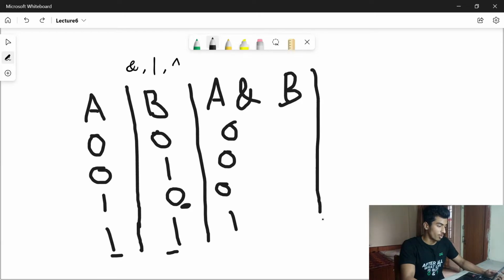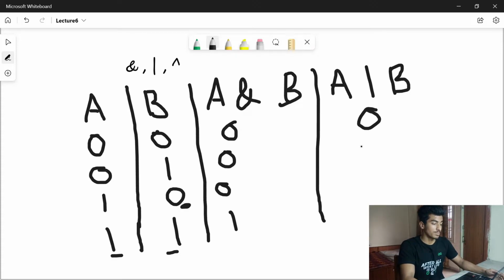And in case of the OR operator, here A bitwise OR B. If both are false, the result is false. If one of them is true, that is, if one of them is 1, then the outcome is 1. Same as in this case, and if both are 1, the outcome is 1.